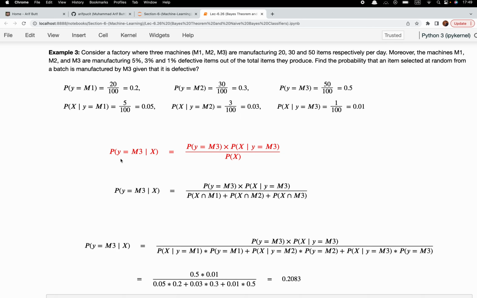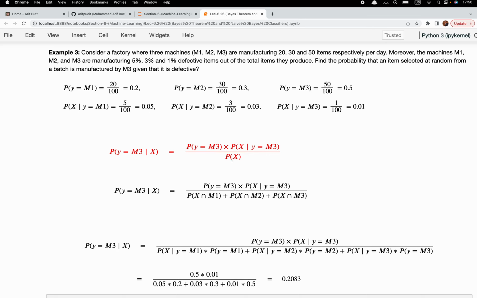Once again, we need to calculate the probability of y equals M3 given x. We can use Bayes theorem to calculate this probability, and we can read it as the probability of y equals M3 given that the item is defective. So the probability of y equals M3 is the prior probability, that is, the item is manufactured by machine M3, and that is 0.5 over here. Fine. And the probability of x given y equals M3 is the likelihood, that is, the item is defective given that it is produced by M3, and which is 1 over 100, that is 0.05, calculated over here.